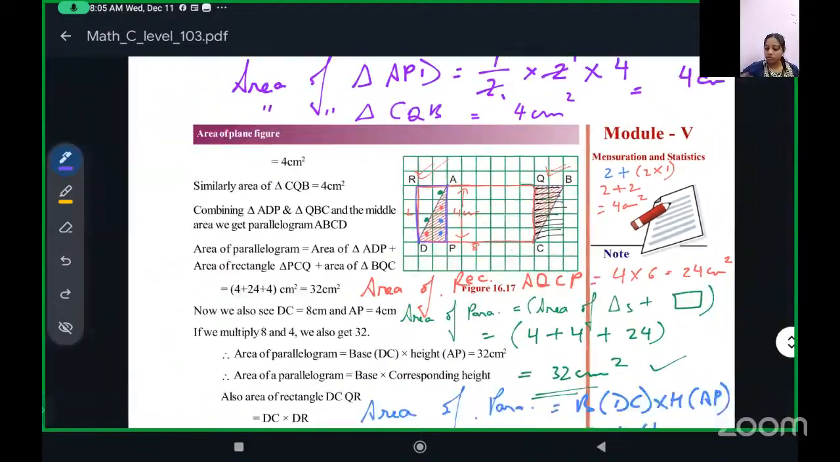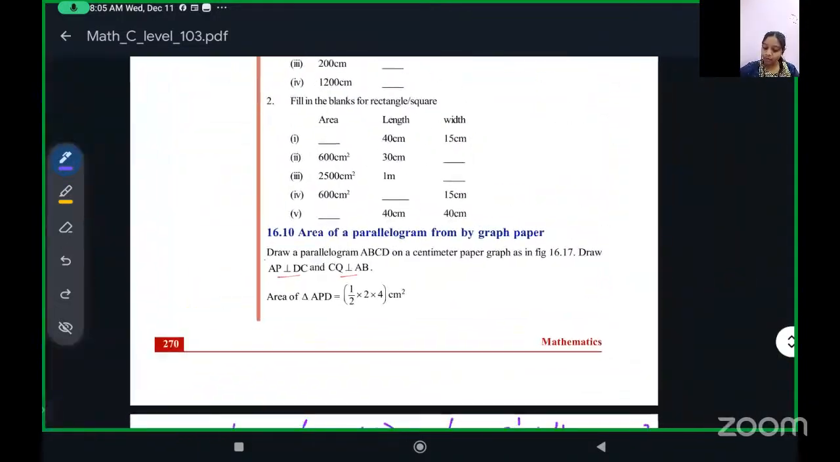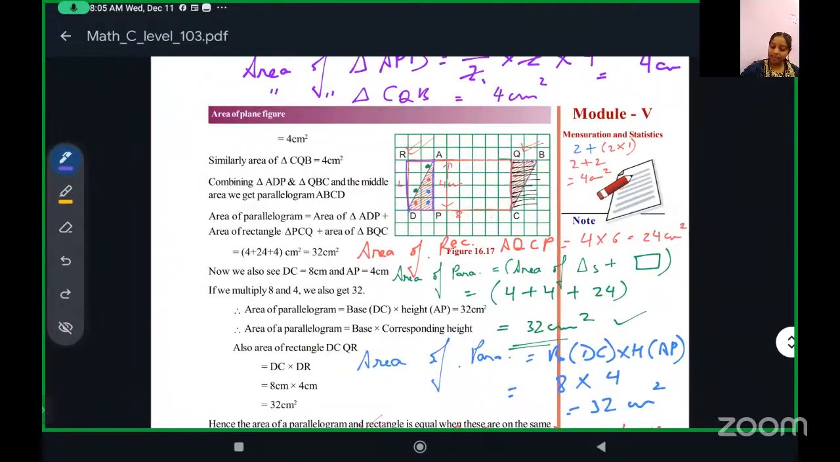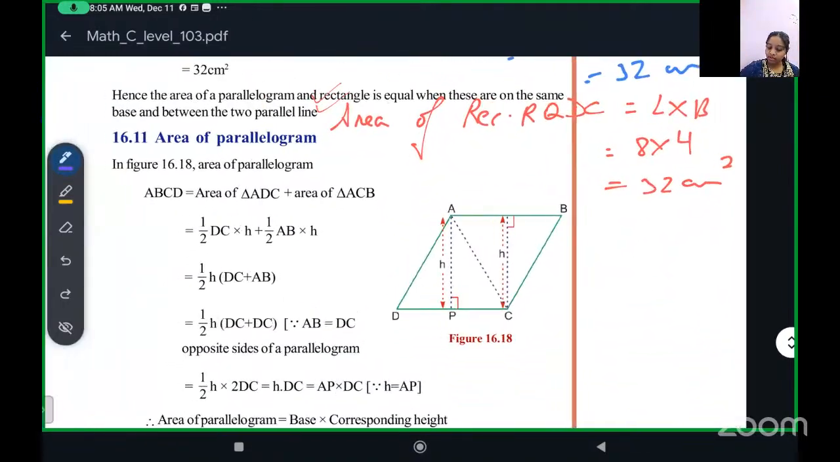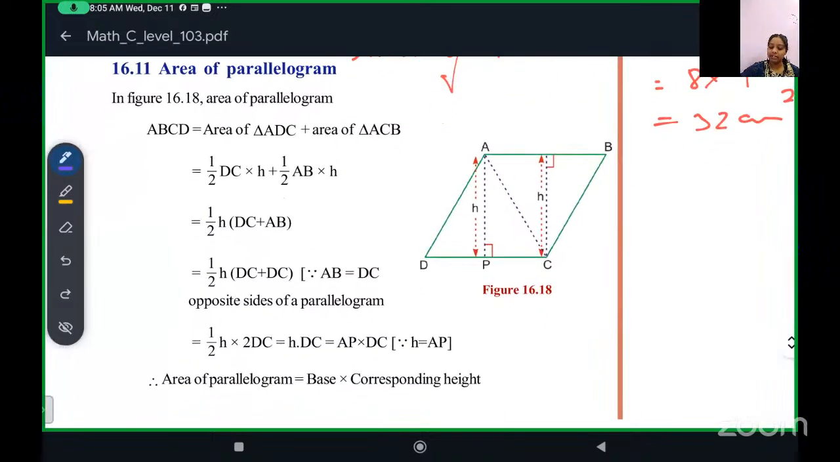So now we did the area of a parallelogram by graph paper. Now we are doing the normal area of the parallelogram. How is this formula, base into height, obtained?